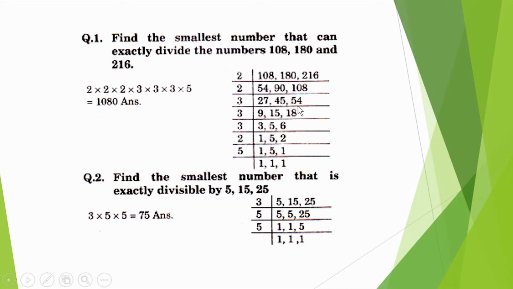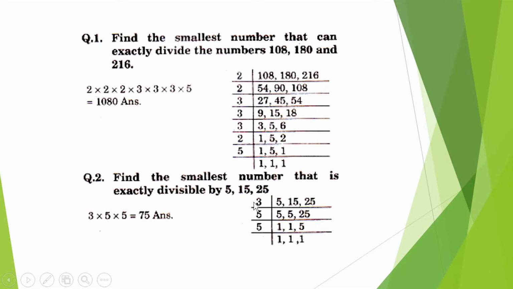Now 3 9s are 27, 3 1s are 3, 3 5s are 15. 3 1s are 3, 4 becomes 24, 3 8s are 24. 3 3s are 9, 3 5s are 15, 3 6s are 18. 3 1s are 3, 5 comes as it is, 3 2s are 6. Now 1 comes as it is, 5 comes as it is, 2 1s are 2. Now 5 1s are 5, and 1 comes as it is.